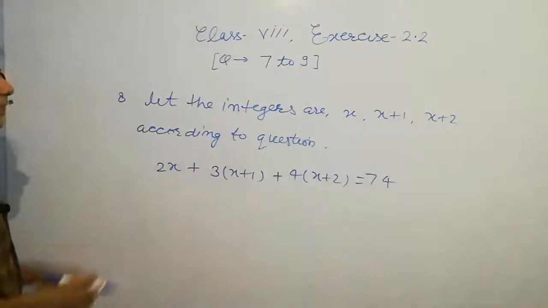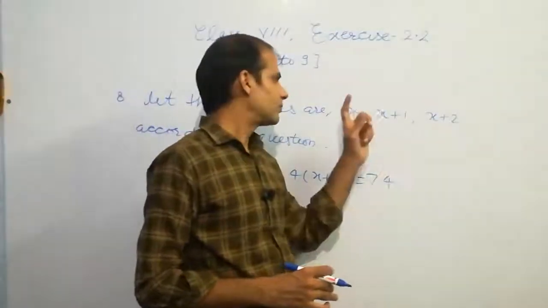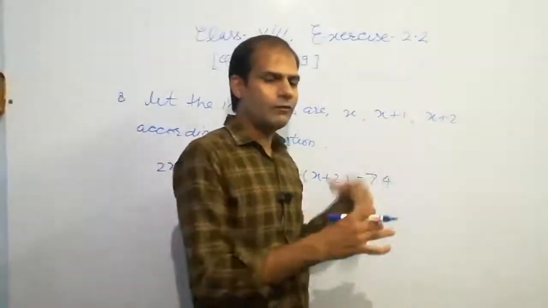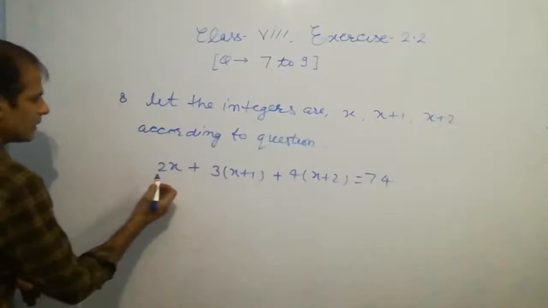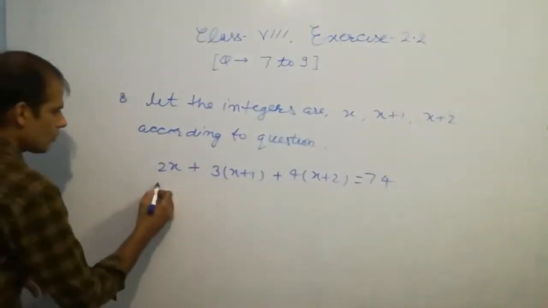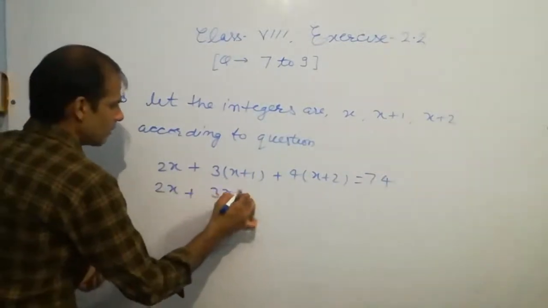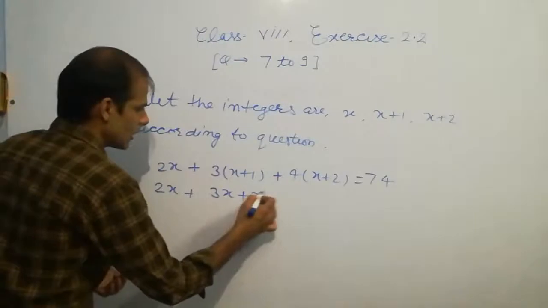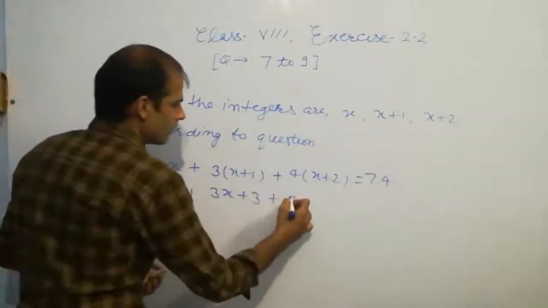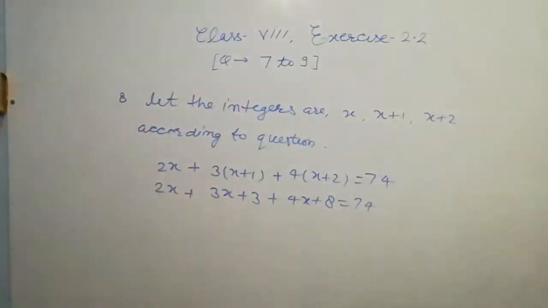Listen again, these are the consecutive integers. You multiply these by 2, 3 and 4, and if you add them you get 74. So simplify this, as it is 2x, 3x and 4x. Okay, so I write the next step, 2x plus, if 3 is multiplied by this expression, 3x plus 3, and 4 multiplied, it is 4x plus 8 equal to 74.